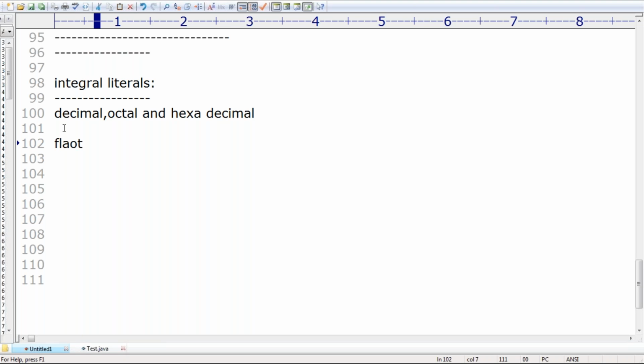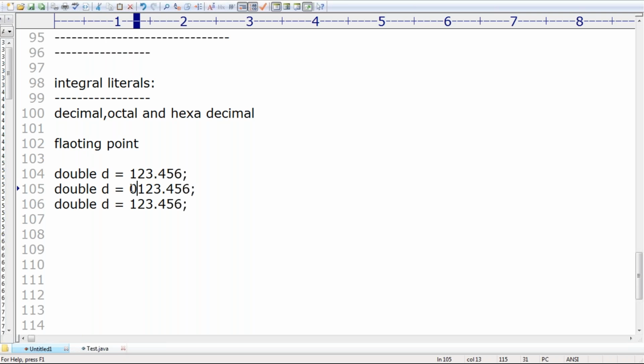Floating point literals. Okay, remember this one. I want to use the same. Let me take double: double d equals 123.456. That is the first way. Second way, 0123.456. Third way, 0x123.456. Among these, which are valid and which are invalid? Please respond.